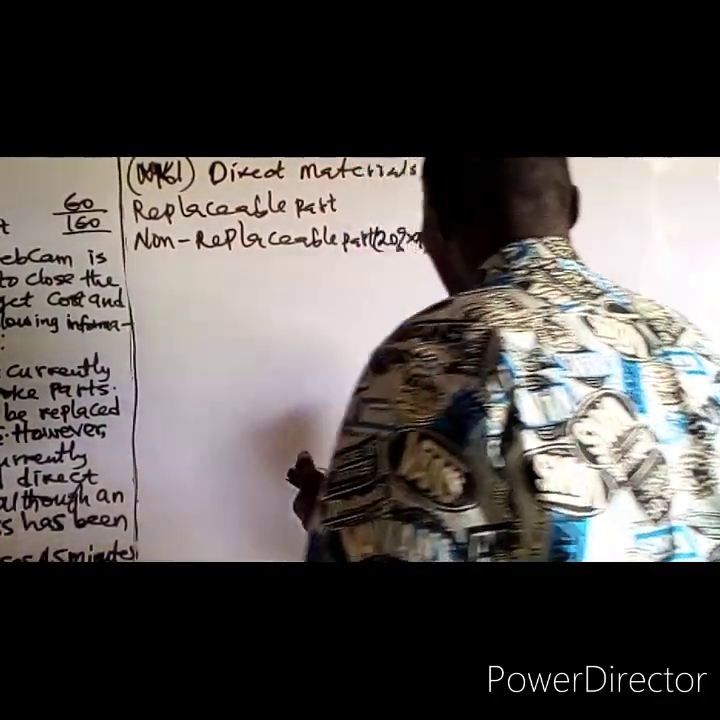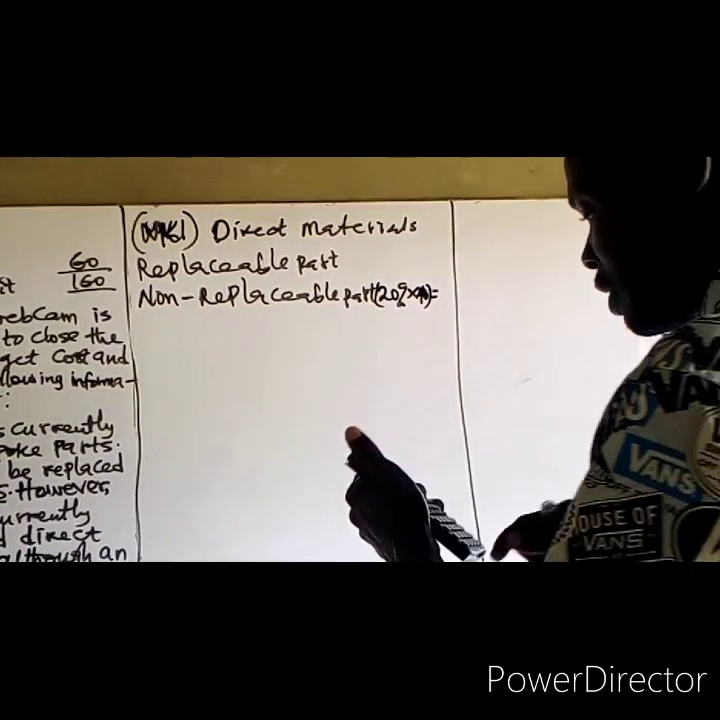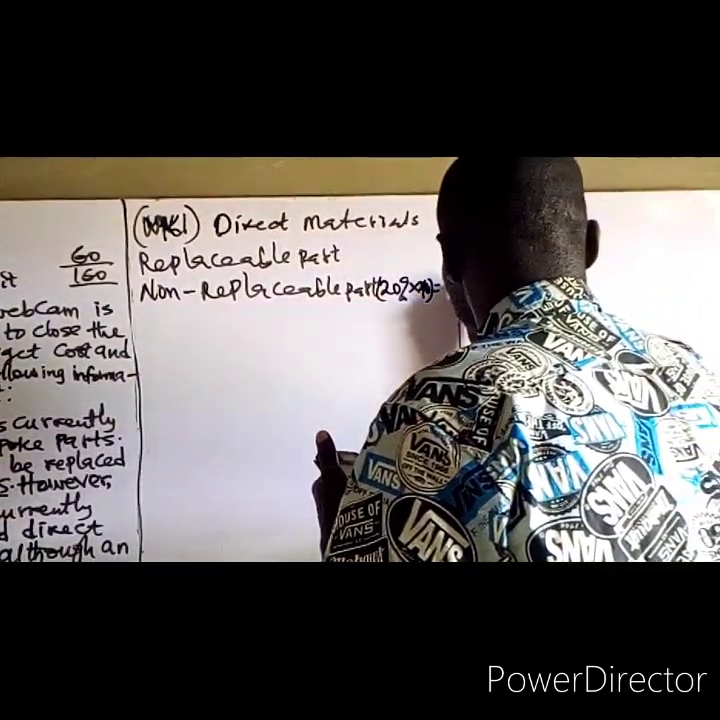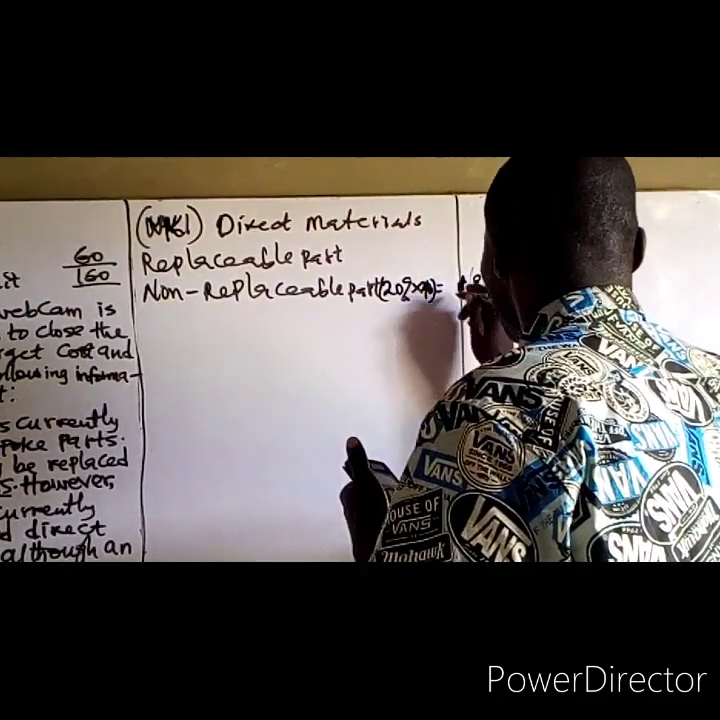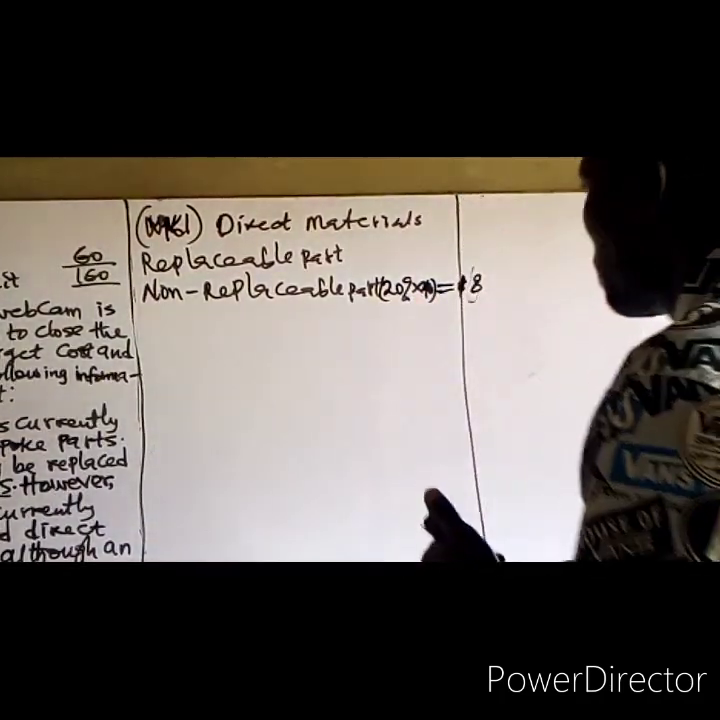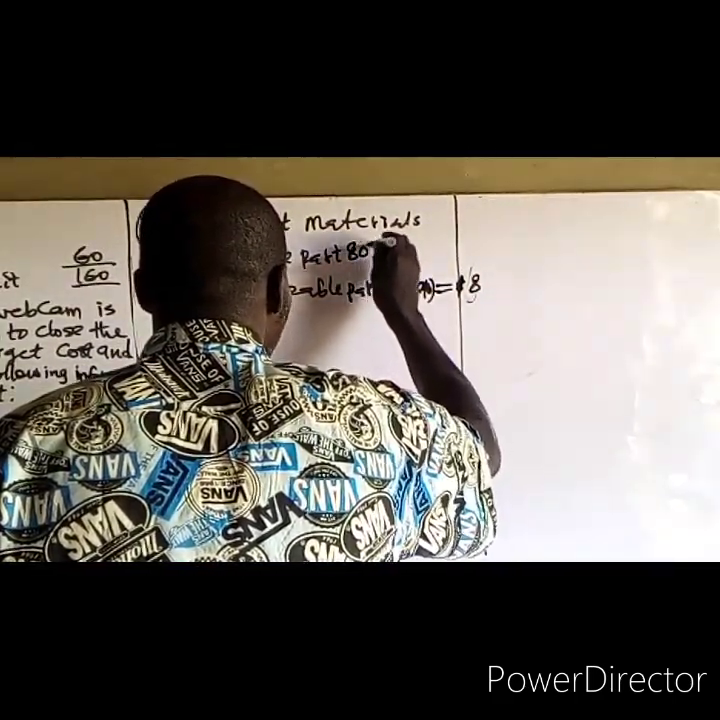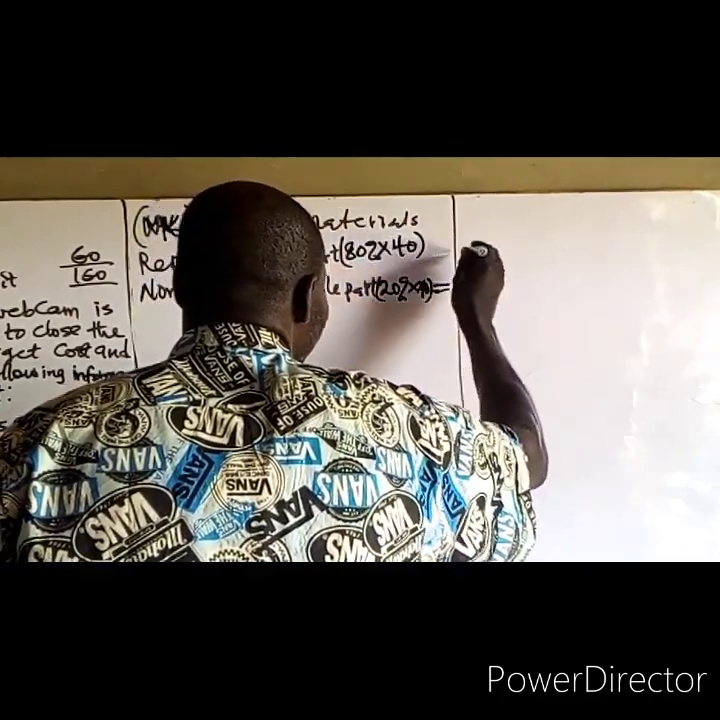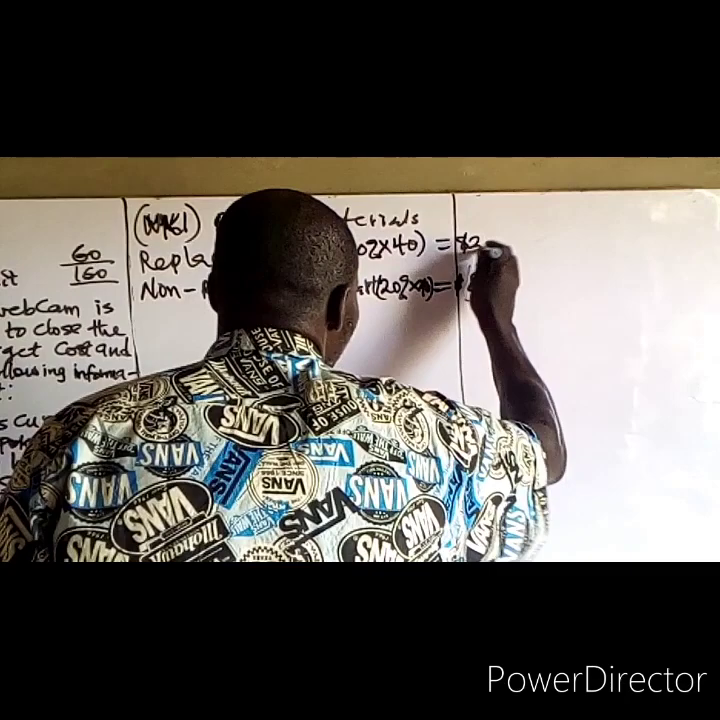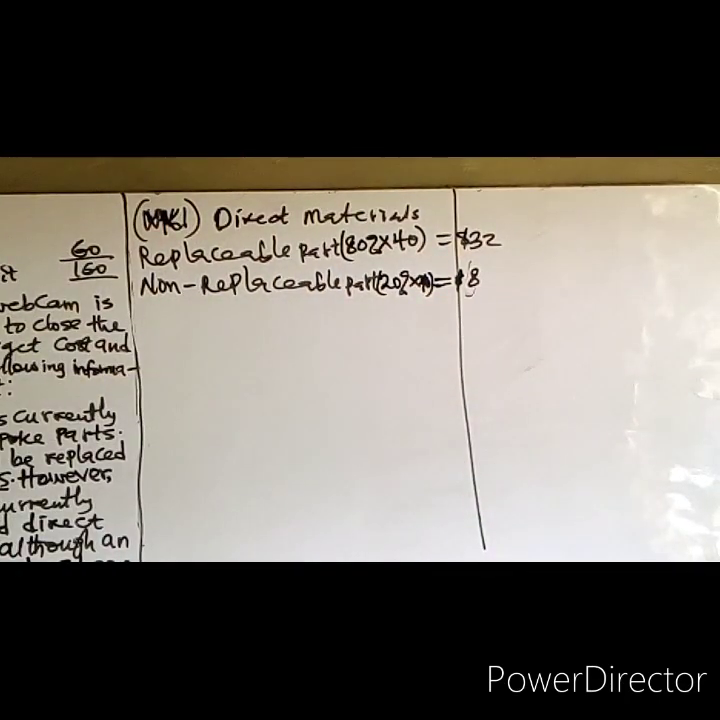20% of $40 will give us $8. That is for the non-replaceable part. That means the remaining 80% will be for the replaceable part. 80% of $40 will give us $32. The replaceable part will account for $32 of the estimated cost.